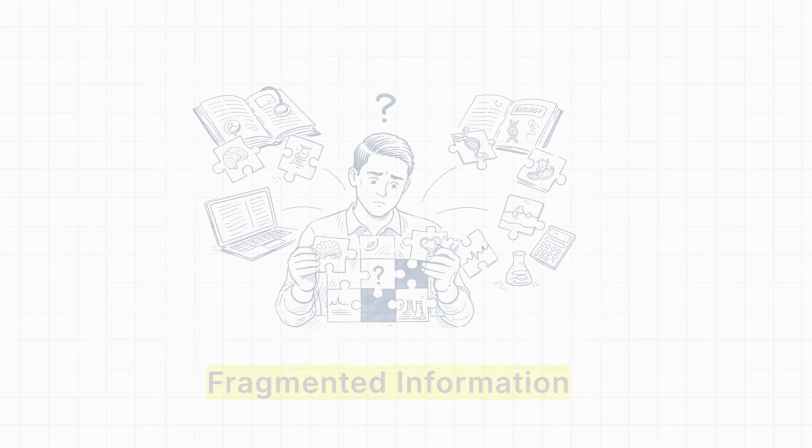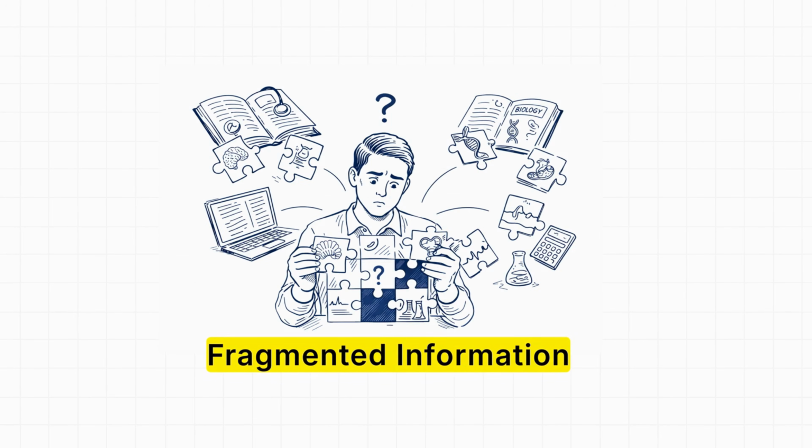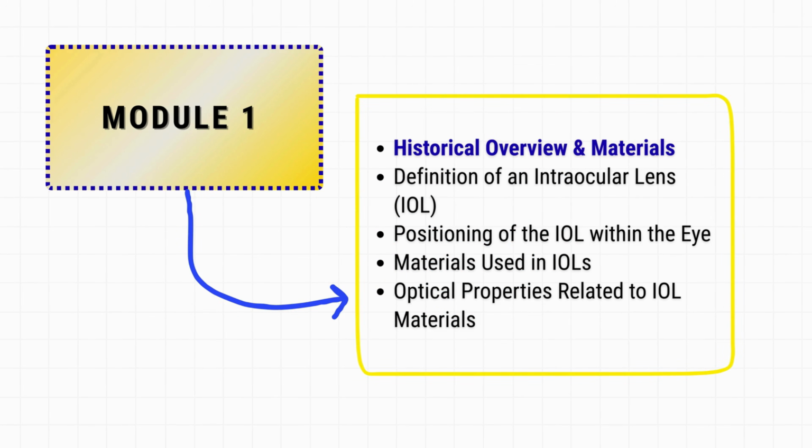Most of us learn IOLs in fragments, a little material science here, a few lens names there, and a long list of pros and cons that are hard to connect. This series is designed to build that connection. We will start from the foundations: what an intraocular lens actually is, where it sits inside the eye, and why its material and geometry matter.